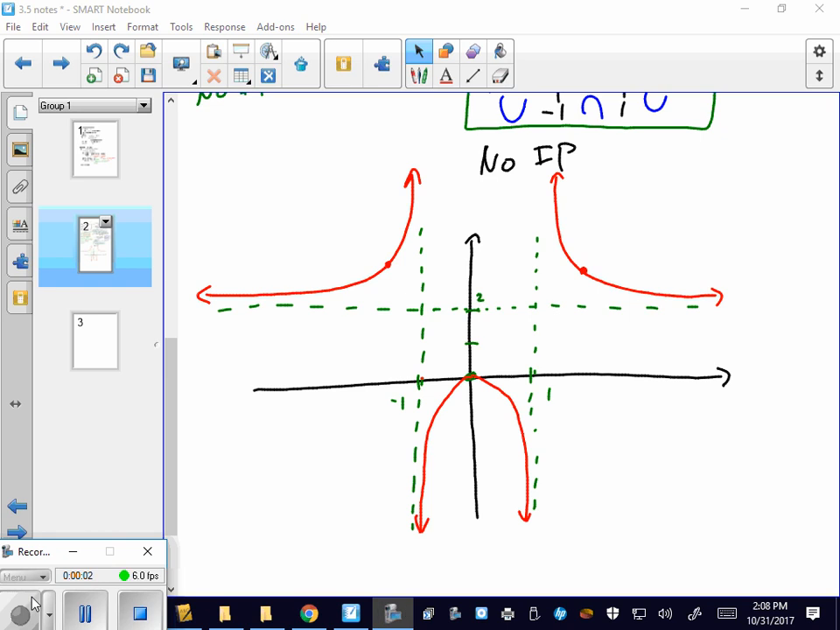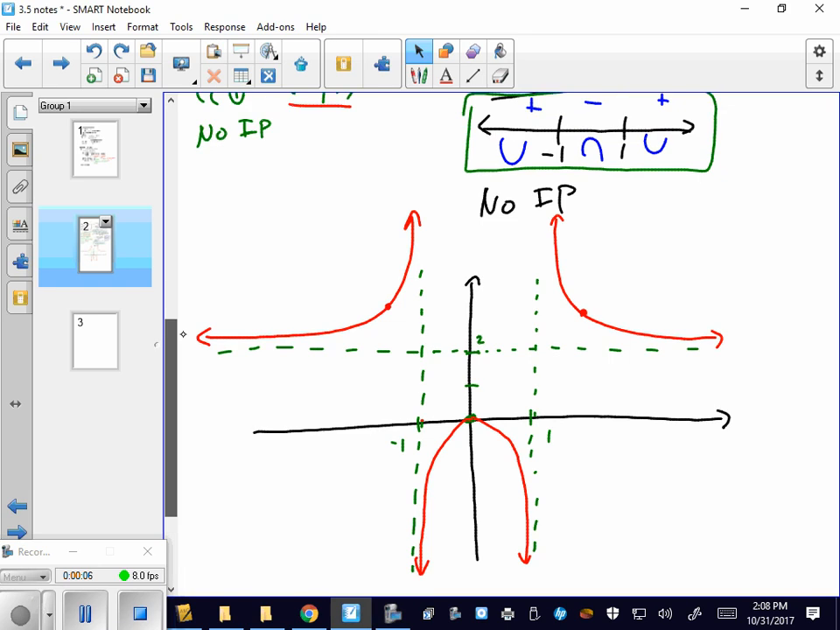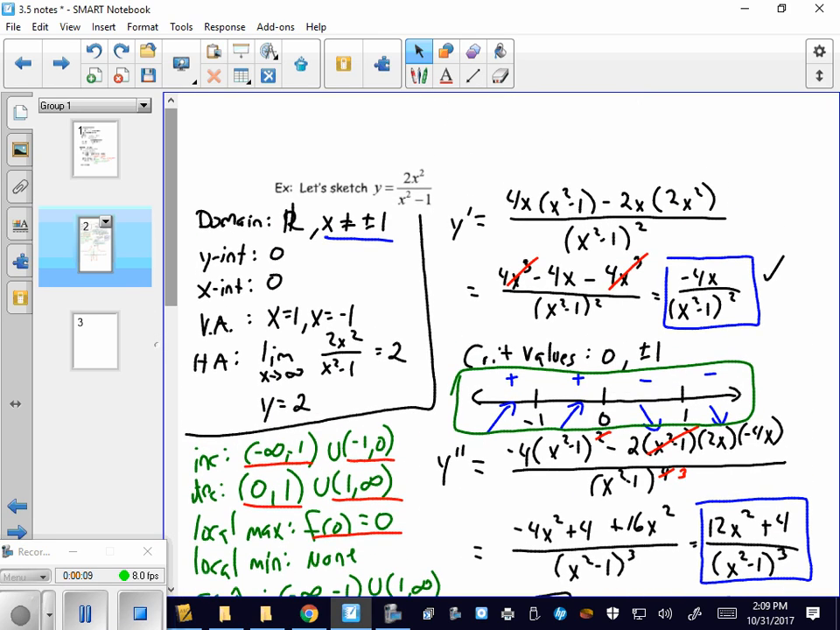All right, one thing I forgot to touch on in this last problem, and it's because it didn't exist, is slant asymptotes. If you look at the original problem, it was 2x squared over x squared minus 1. The power of the numerator was exactly the same as the denominator, so there were no slant asymptotes for us to worry about.